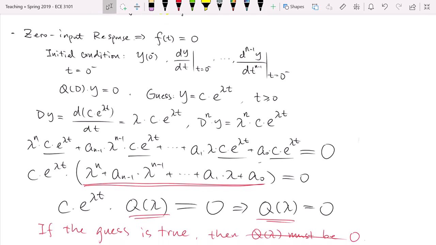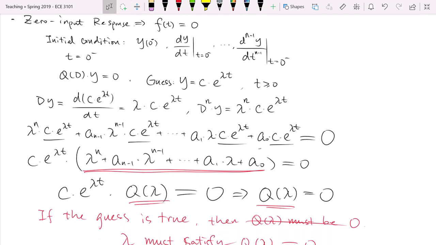And then to solve for the zero input response, which is simpler compared to zero state, we make an assumption that the zero input response will look like an exponential signal. But of course, in this exponential signal, there are two things you need to determine. One is this coefficient c, and the other is the exponent lambda. The two things we need to consider.